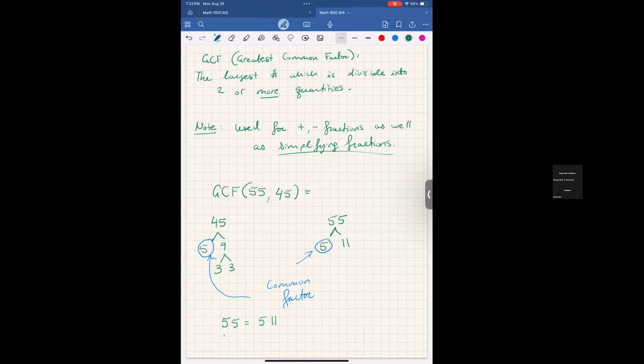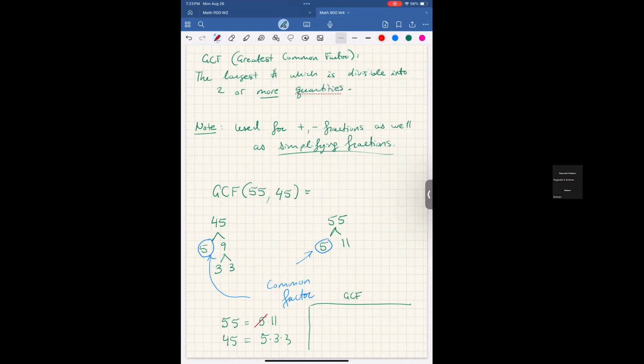In this case, we want to find the prime factorization of 55 and 45. So we're going to list out the prime factors. 55 is 5 times 11. 45 is the same thing as 5 times 3 times 3. And what we're going to use that prime factorization for is it's going to allow us to calculate the GCF by simply looking at the factors.